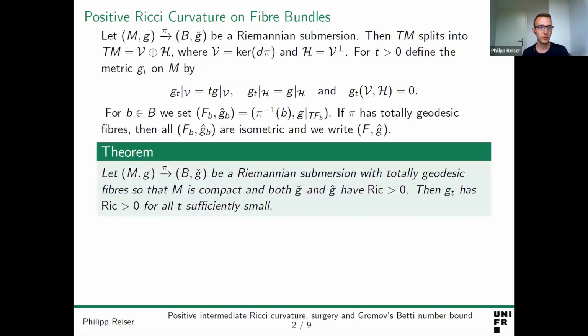And then we have the following theorem. It's a very well-known theorem, and it's also not too hard to prove. And I think it's been known for a long time, so I don't know how to attribute it. It says if we have a Riemannian submersion with totally geodesic fibers, where everything is compact, and where both the base metric and the fiber metric have positive Ricci curvature, then the canonical variation will also have positive Ricci curvature if we make this t small. So we shrink the fibers, and if we make t small enough, then we will have positive Ricci curvature on the whole space.